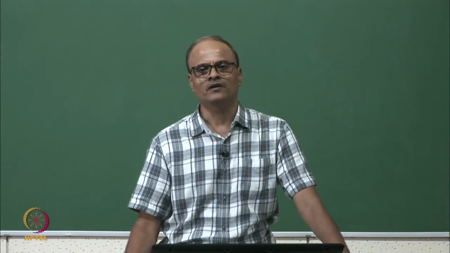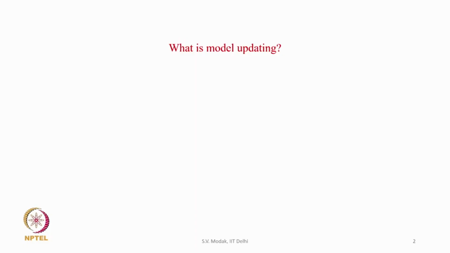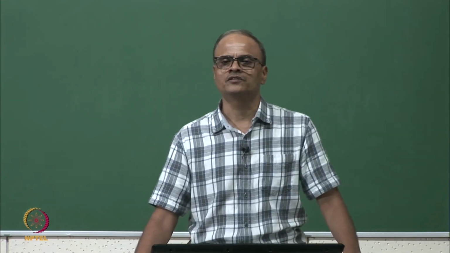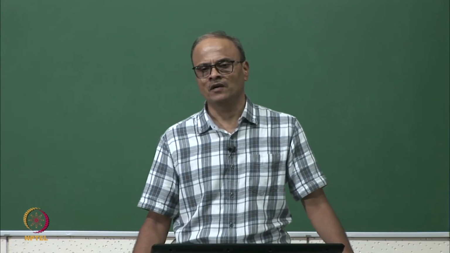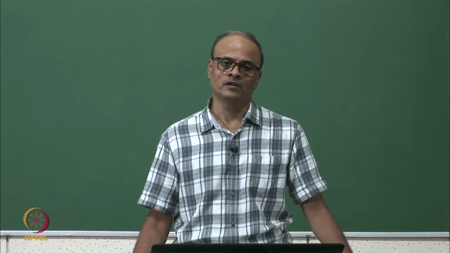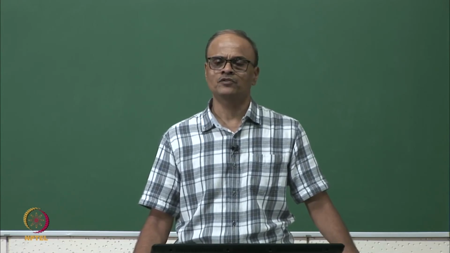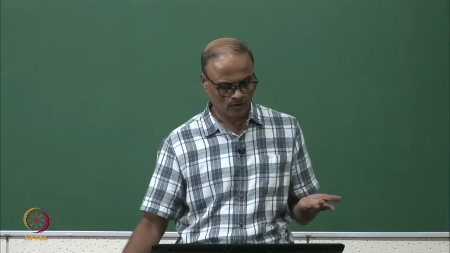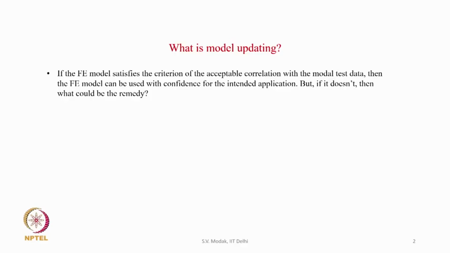So let us first look at what model updating is. In the last class we studied FE model correlation, which involved finding the difference between the FE model predictions and the model test results. We also saw that the percentage error in the FE model predictions needs to be compared with the acceptable or tolerable error in the predictions. Based on that comparison we decide whether the FE model can be used for the application for which it was made. If the FE model satisfies the criteria of acceptable correlation with the model test data, then the FE model can be used with confidence for the intended application.